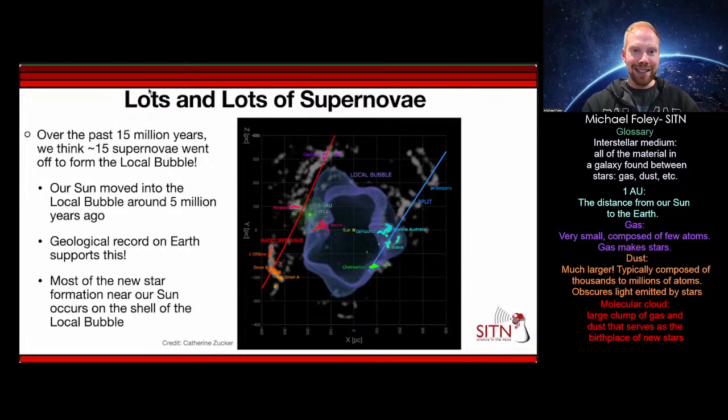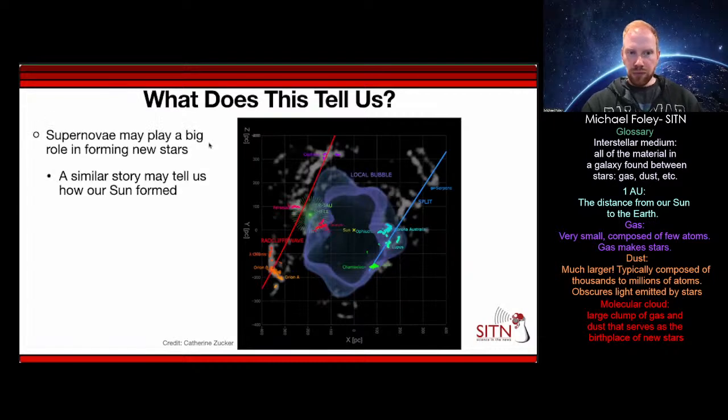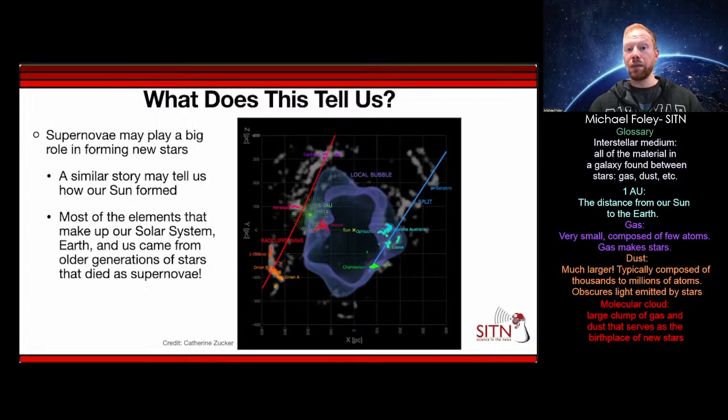And it's fascinating to think about the timescales of this, because 5 million years ago is not that long ago. You know, the dinosaurs were around 60 million years ago. So this is much, much more recent than the dinosaurs. But our galaxy has changed substantially in that time. So this tells us that supernovae may play a big role in forming new stars.